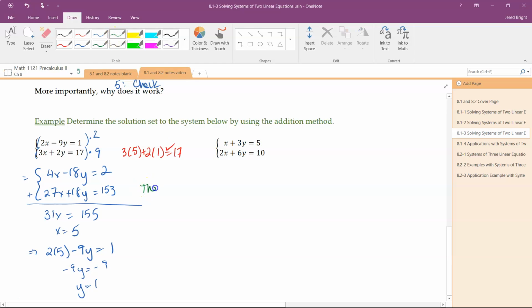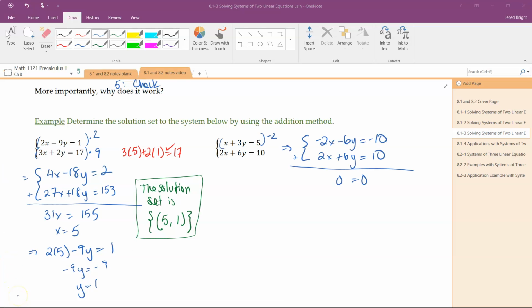And I'm going to say the solution set is bracket, parentheses, 5 comma 1. Alright, and I will have solved the system. Alright, for the second one, I want you to try it out and see what you get. You try it out and you don't get far and you get 0 is equal to 0.